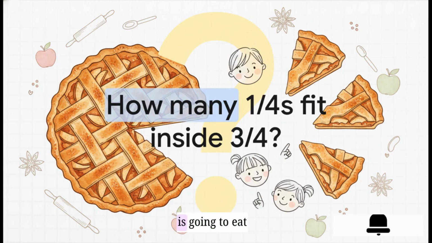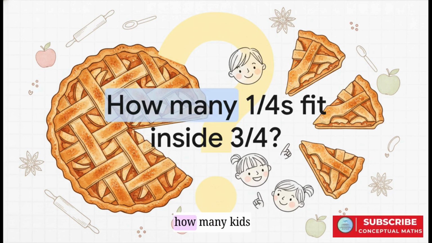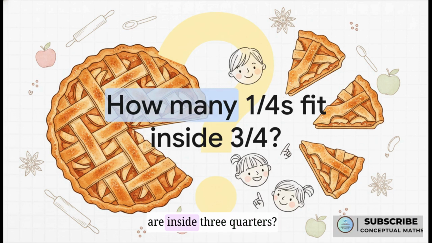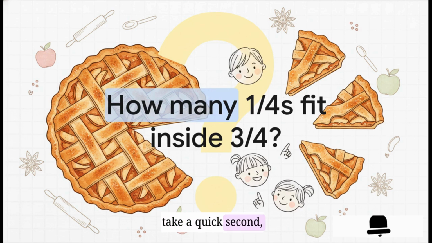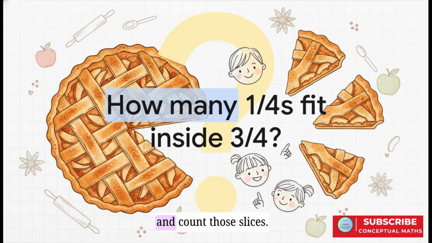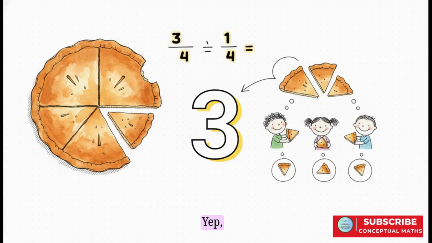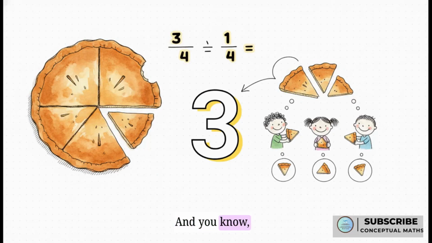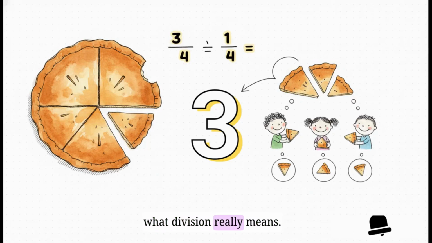Now, if each hungry kid is going to eat exactly 1/4 of a pie, how many kids get to eat? Basically, we're asking, how many 1/4s are inside 3/4? Just take a quick second, actually picture that pie in your head and count those slices. Yep, it's exactly 3.